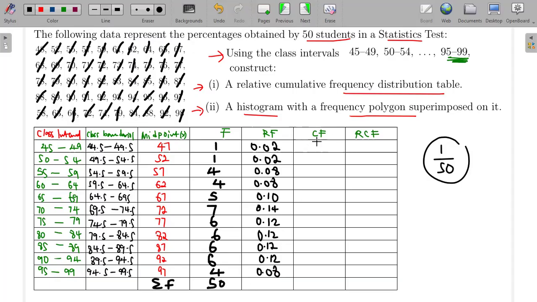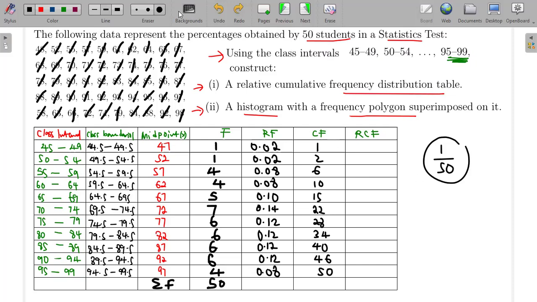What about cumulative frequencies? For cumulative frequency, the first one is always the same as the frequency. And then I say 1 plus 1, I get 2. 2 plus 4, 6. 6 plus 4, 10. 10 plus 5, 15. 15 plus 7, 22. 22 plus 6, 28. 28 plus 6, 34. 34 plus 6, 40. 40 plus 6, 46. 46 plus 4, 50. And that confirms it is true, because the last cumulative frequency should be equal to the total frequency, which is 50.